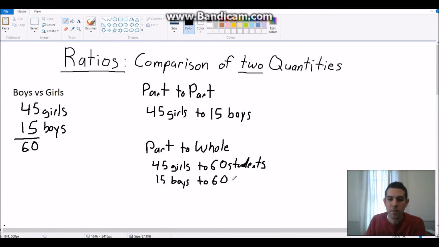So the first thing about ratios is you can see them as part to part or part to whole. Part to part, boys and girls, or part to whole, girls versus students, boys versus students.